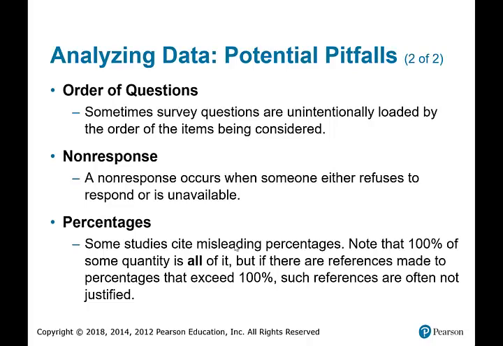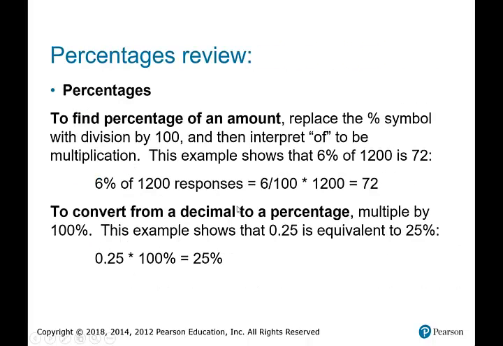And then percentages. Percentages can be misleading if they're cited incorrectly. The percentage value is misused more times than not. Again, if you have 100% of some quantity, you have all of it. So making a reference in which something exceeds 100% is not usually justified. So just be careful, both when you're self-reporting percentages and when you're analyzing someone else's results and their use of percentages, to see that they're accurate.